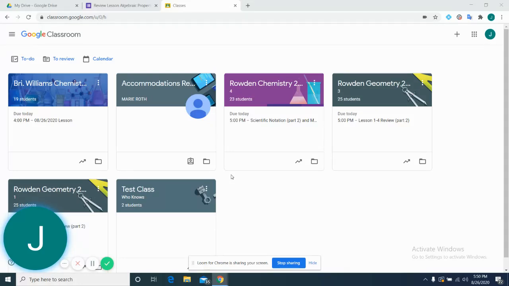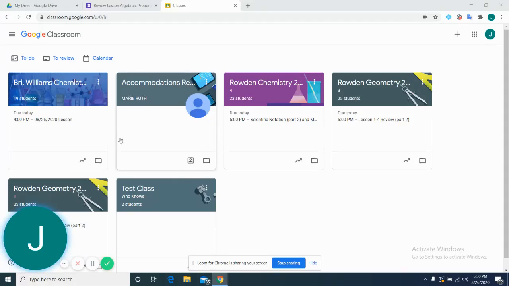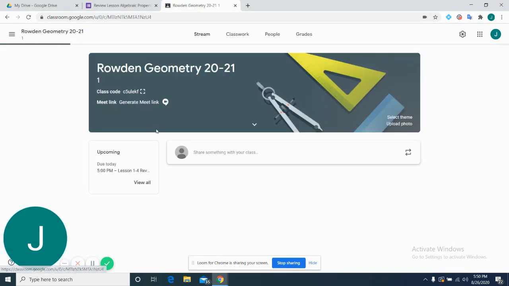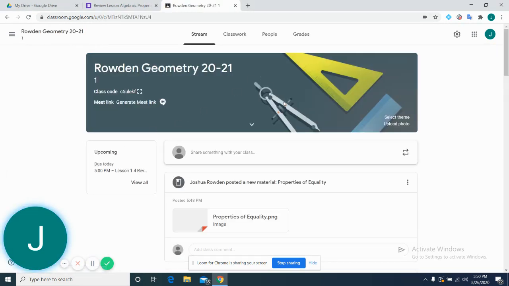Everybody, this is going to be a really quick and hopefully simple lesson. The goal in this lesson is really just to review what we call the properties of equality, or sometimes you'll hear them described as the algebraic properties. And for this lesson, I'm not actually going to go over the answers as you do this.